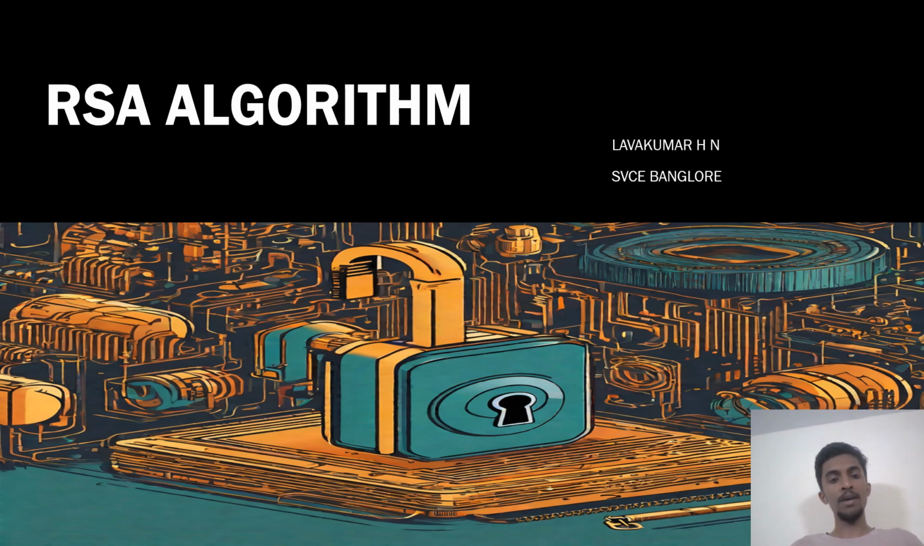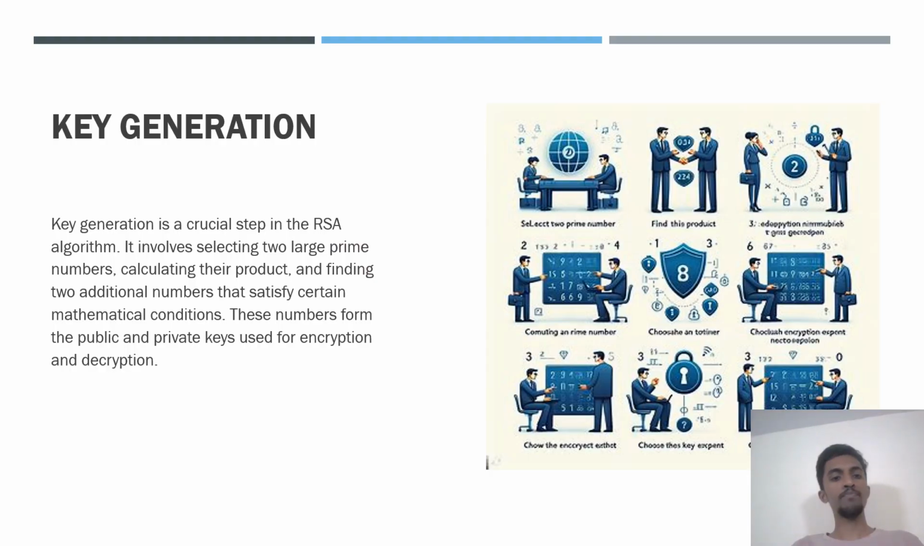Today I'm going to explain the RSA algorithm. This algorithm mainly comes under the subject called cybersecurity or cryptography. It's basically related to encryption and decryption. So let's see what is encryption, what is decryption, and what is this RSA algorithm step by step.